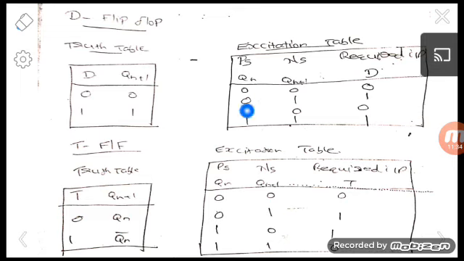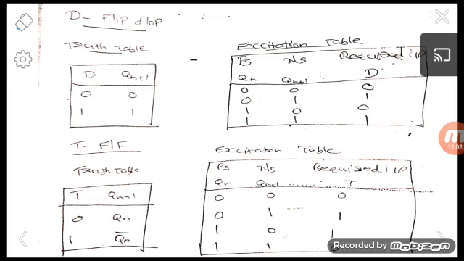Okay, and for the third condition, output is changing from 1 to 0. For obtaining the output as 0, we have to apply D as 0. Okay, and for the last condition, fourth condition, output is remaining at 1. Okay, that is 1. For obtaining the output as 1, we have to apply D as 1 here. So this is the excitation table of a D flip flop, and next one is the excitation table of a T flip flop.